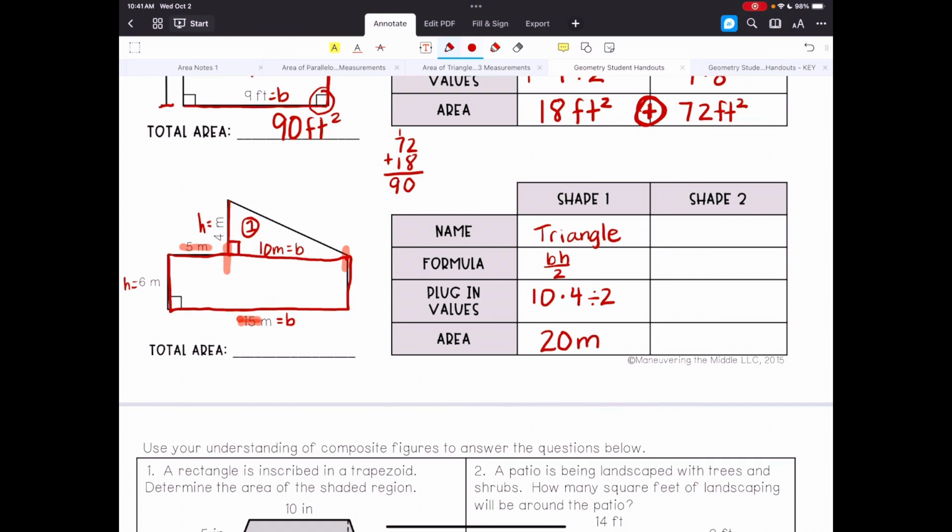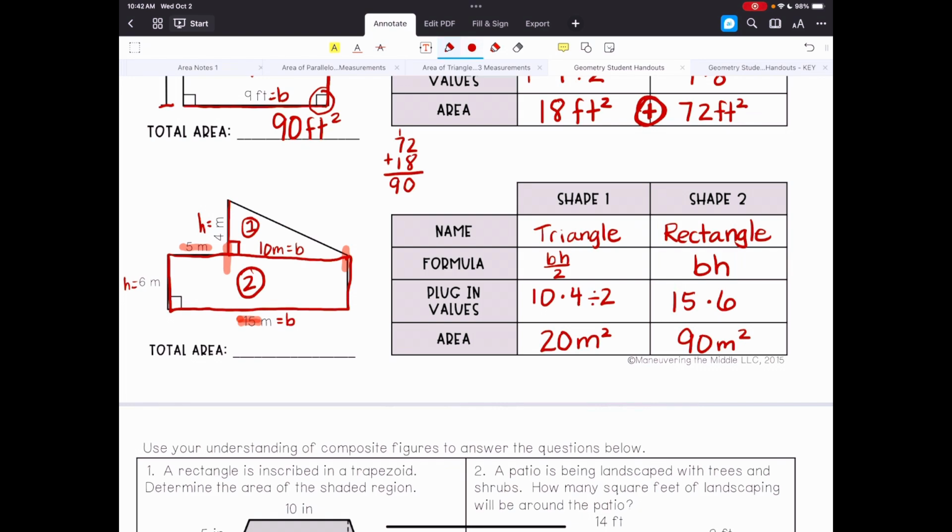And it's meters squared. The second shape that I've got is that rectangle on the bottom. So shape 2 is my rectangle. Again, we're going to use base times height for a rectangle because it's a parallelogram. And we've already got our base is 15 and our height is 6. So grab those calculators and type 15 times 6. We should have gotten 90 meters squared.